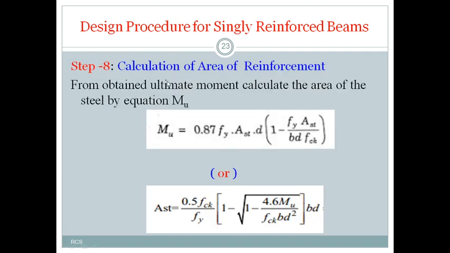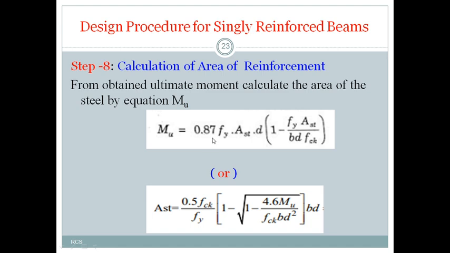Right. The next step will be the calculation of the area of steel reinforcement. This can be obtained from the ultimate moment of resistance, that is Mu. We can calculate that Mu with these two formulas, which we can get from the IS 456-2000 code. That formula will be Mu equal to 0.87 fy Ast d into (1 minus fy Ast by bd fck).